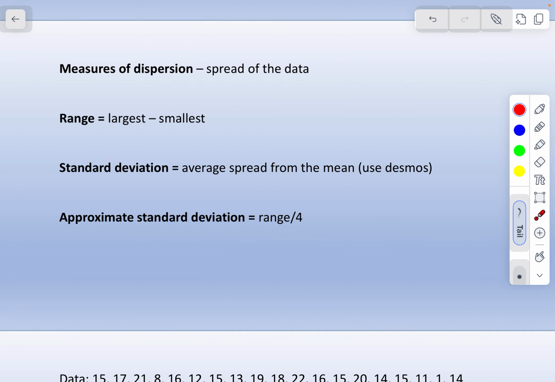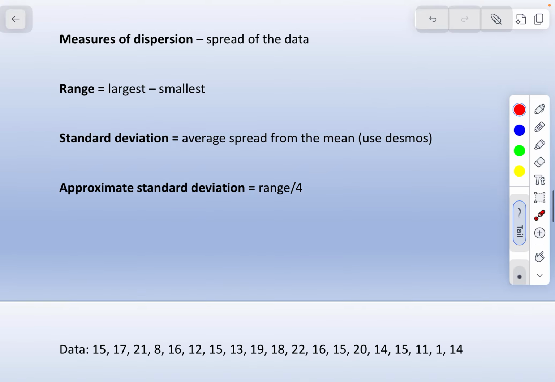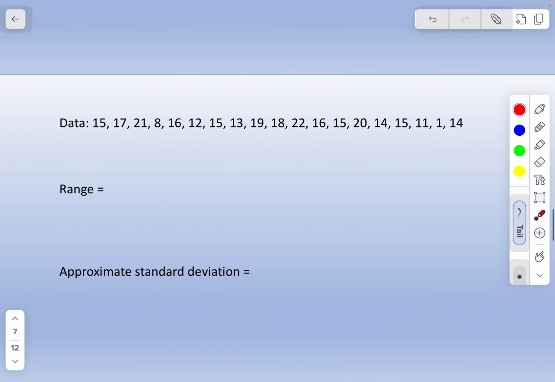A standard deviation is just how far away things are spread from the average or from the mean. If you take the range and divide it by 4, that gives you an approximation, but that's not something you can use to find the exact standard deviation. Okay, so let's look at our list here. This is one where we need everything in least to greatest order.